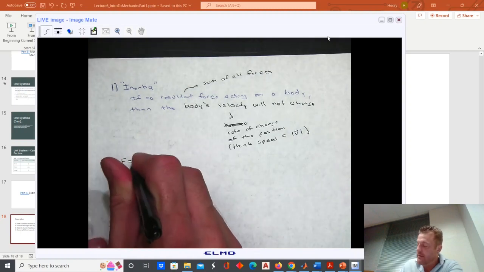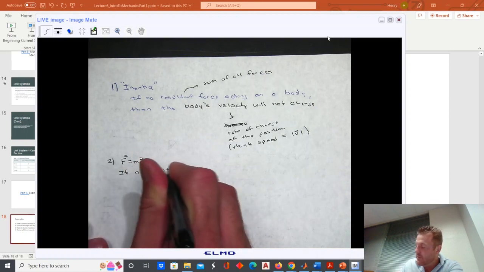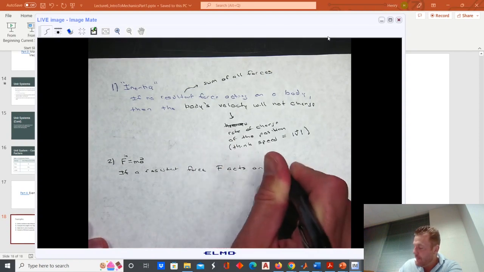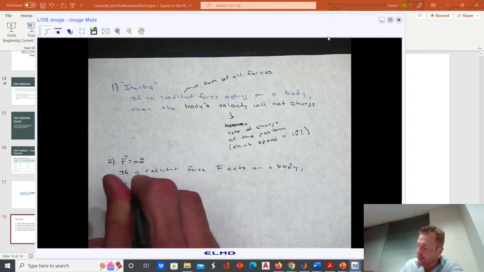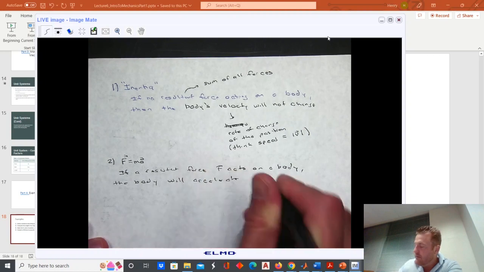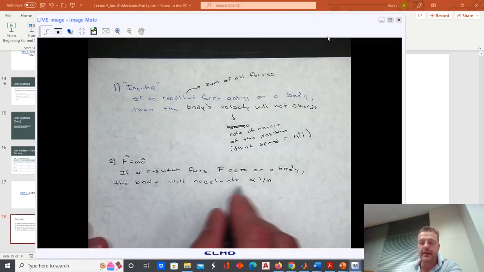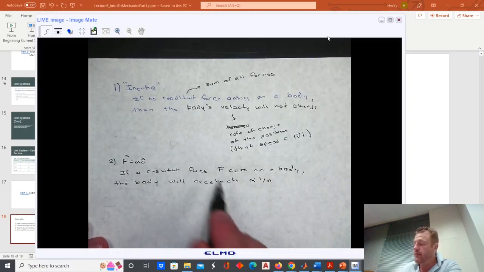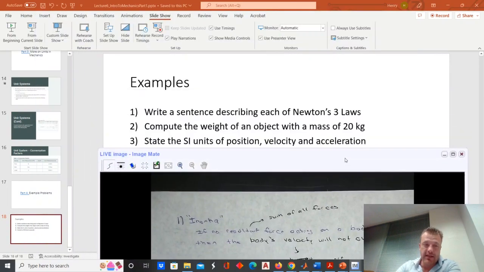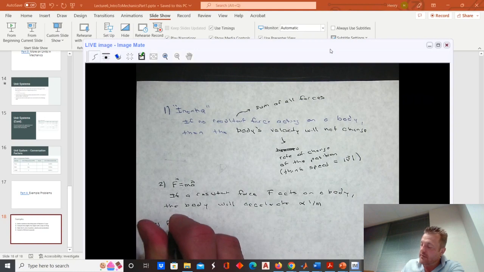The second law is just F equals ma, which just basically says if a resultant force F acts on a body, the body will accelerate inversely proportional to its mass. So the symbol alpha in mathematics oftentimes is meant to represent proportionality. So if you have a resultant force, or if the sum of the forces acting on a body is not zero, then you're going to see an acceleration, and the more mass you have, the less the body will actually accelerate.